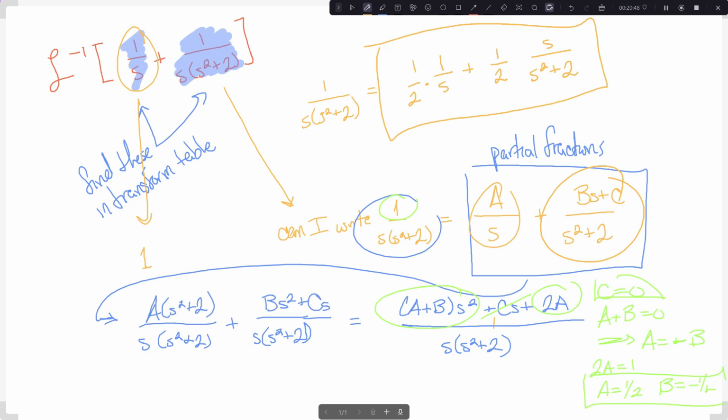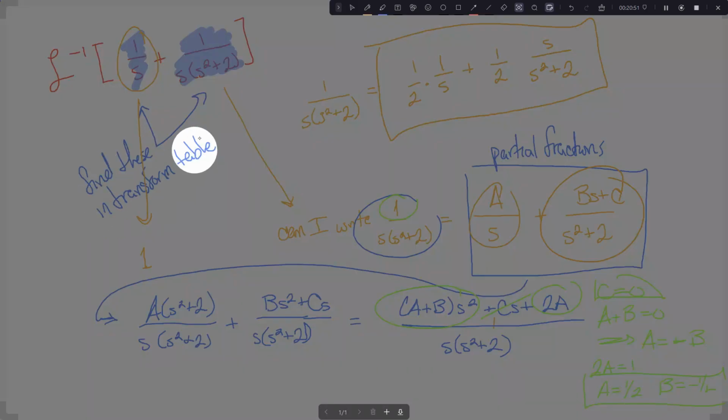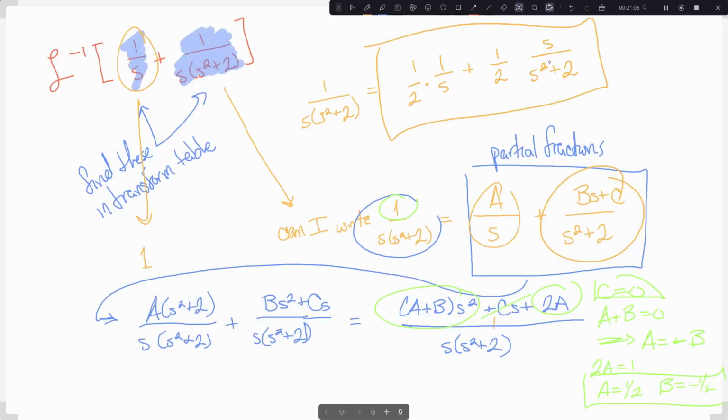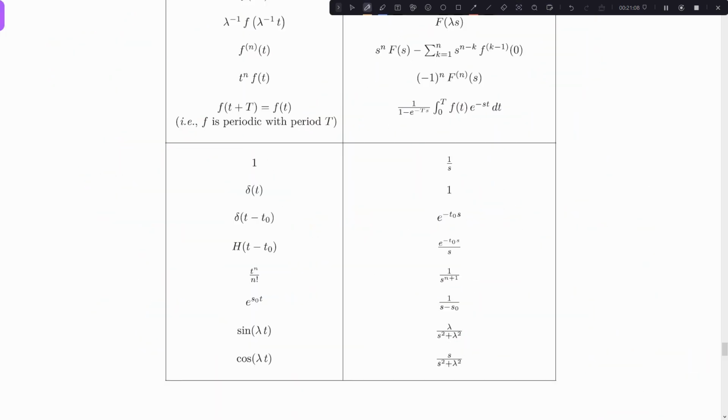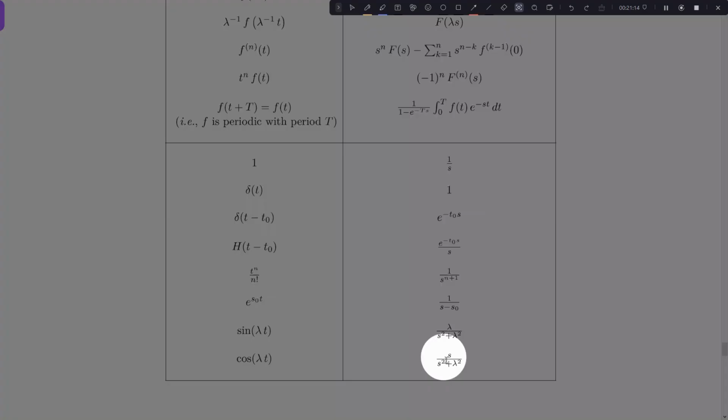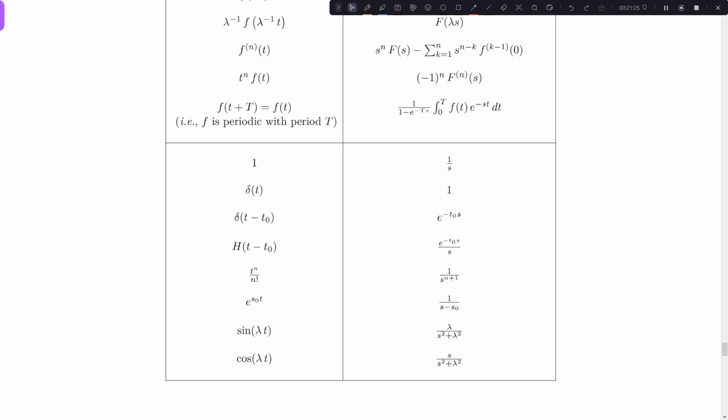The question becomes, can I find either of these in the transform table? I couldn't find this one in the transform table, but that happens to be this. And can I find these in the transform table? I definitely can. I've already seen 1 over s transforms to 1. Can I find s over s squared plus 2 in the transform table? We have it right there where I was drawing: s over s squared plus lambda squared. If it's s squared plus 2, then lambda is going to be root 2, right? So lambda is going to be root 2 there.